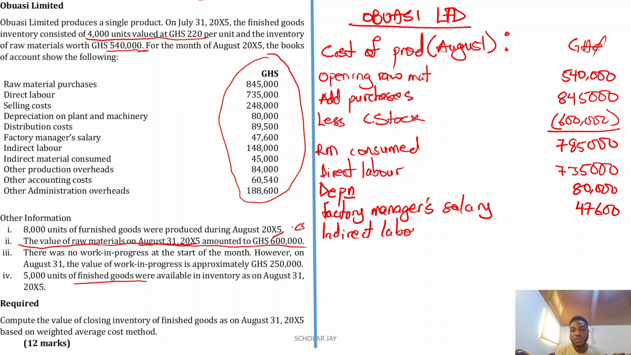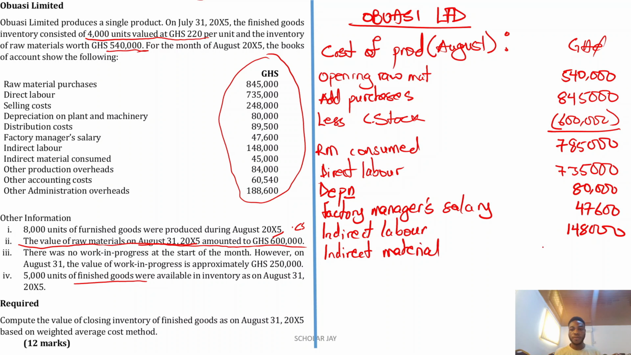Indirect labor. Yes, indirect labor. You have to add it. The indirect labors are more like the supervisors, right? They are not directly related to the production of that product, but they were still at the factory. So we have to include it. So 148,000. Then we have indirect material consumed.